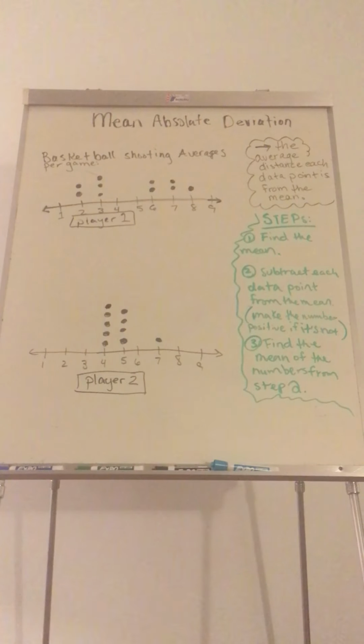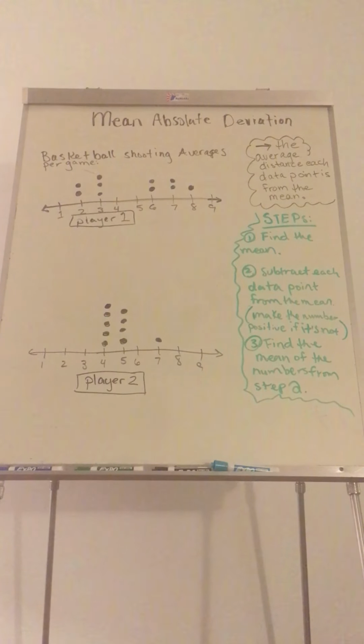So basically, again, the mean absolute deviation, or MAD, M-A-D, is the average distance each data point is from the mean. The steps are: 1, you find the mean. 2, you subtract each data point from the mean, and if the number is negative, you make it positive, okay? And then 3, you find the mean of the numbers from step 2, okay? So let's get started here.